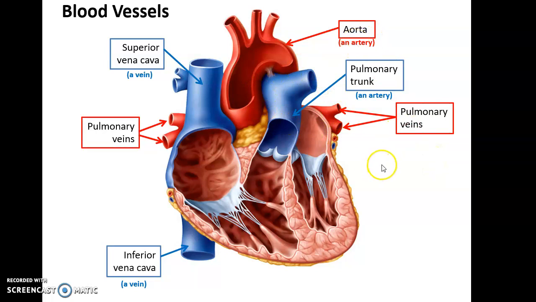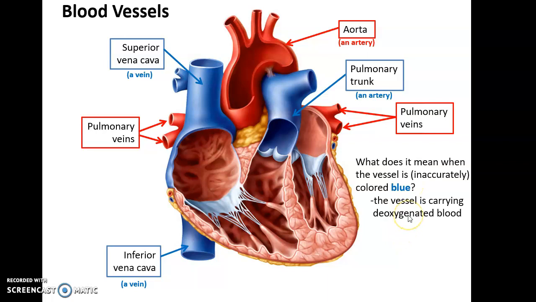And the aorta is an artery, and the pulmonary trunk is an artery. And yet they're different colors. Reason for that is the color red represents a vessel carrying oxygenated blood. The color blue represents a vessel carrying deoxygenated blood. So veins can be red and arteries can be blue for the pulmonary circuit anyway. All right.